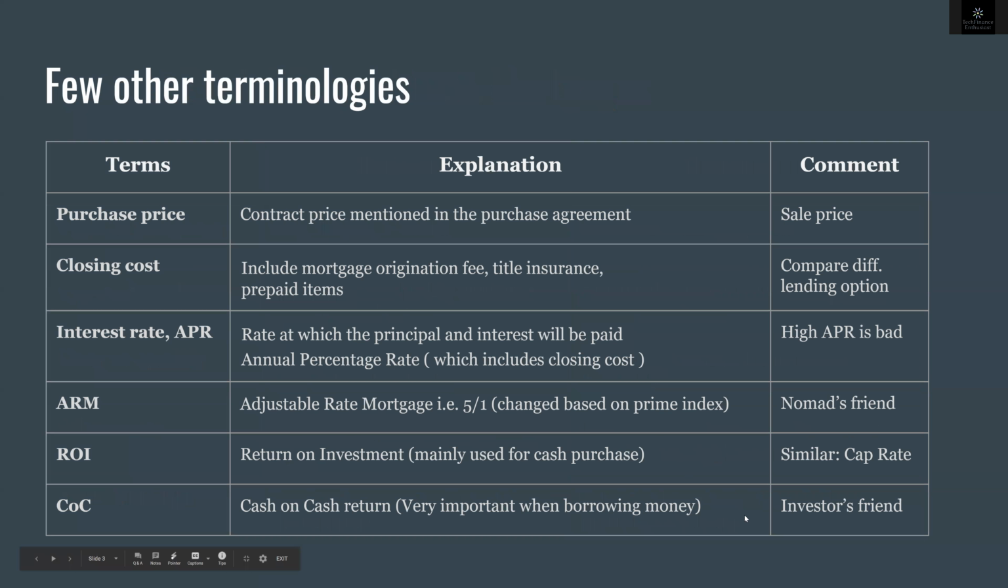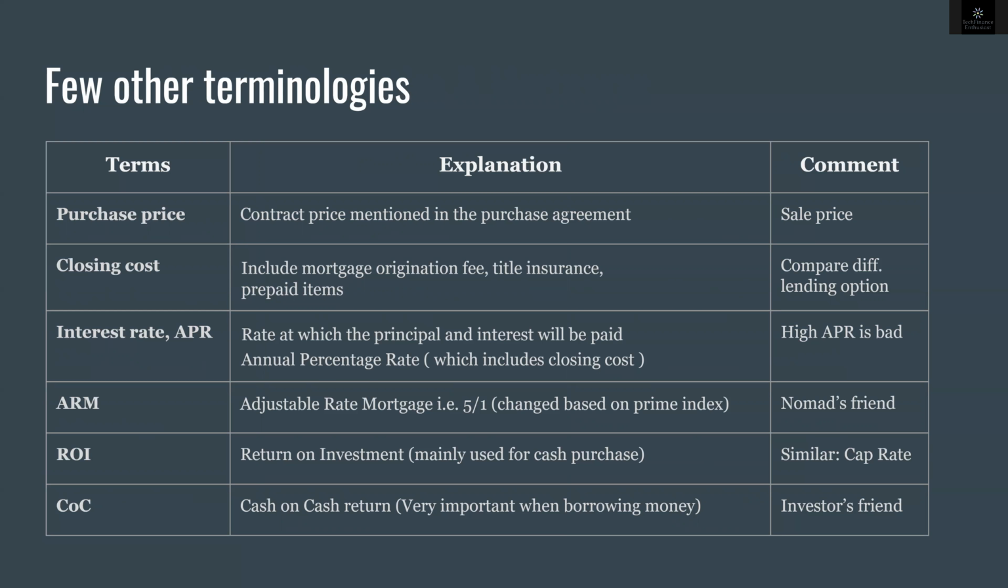A few other terminologies we'll talk about in this video so that we know what we are talking about. First, purchase price. The purchase price is the price in a contract between the buyer and the seller. Sometimes it is also called the sale price. The closing cost: whenever you apply for a loan, these include the mortgage origination fee, title insurance, and some prepaid items. It is a good indicator to compare different lenders.